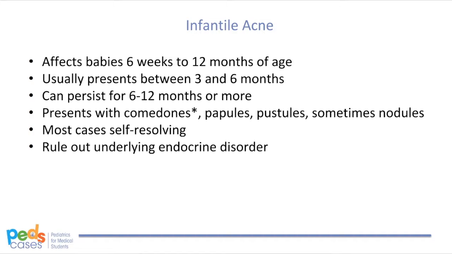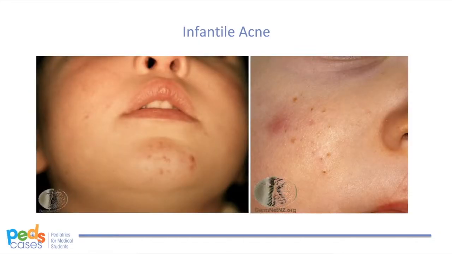It presents with comedones, papules, pustules, and sometimes nodules. It is generally caused by increased production of adrenal and gonadal androgens and is more common in boys. Most cases are self-resolving. However, in this age group, it is also important to examine the child for any signs of endocrine disorders involving sex hormones. It is important to assess their growth and signs of sexual precocity or virilization.